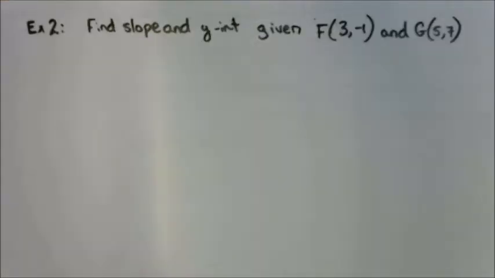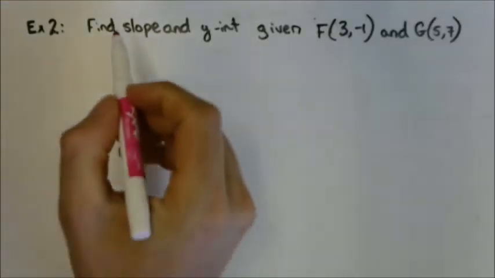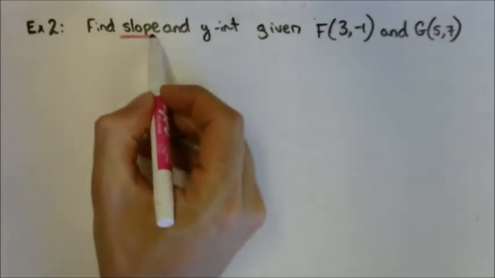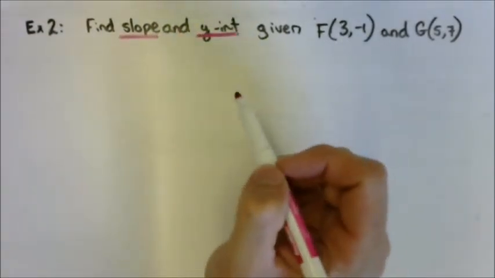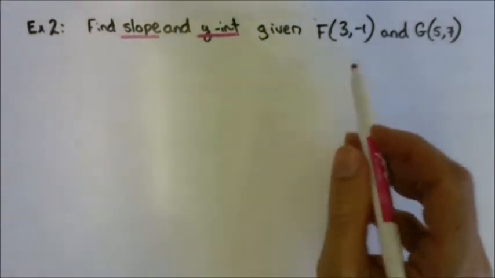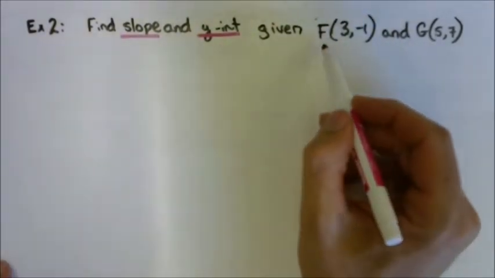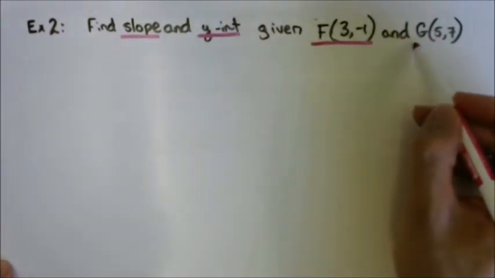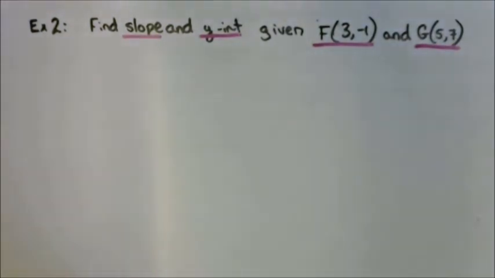In example 2, we're still working with slope y-intercept form. In fact, same as example 1, I'm going to find the slope and the y-intercept. But this time I'm not given the equation in standard form. I'm just given 2 points that this line happens to go through. It goes through F and it goes through G.